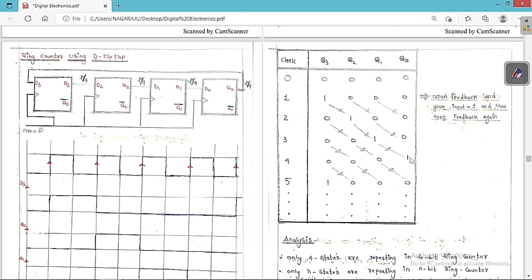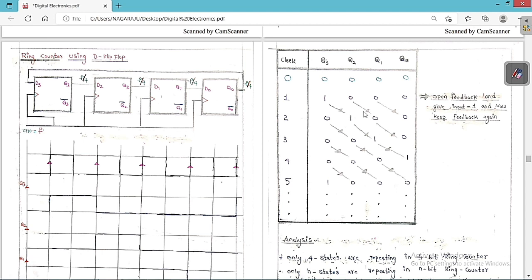For the next clock, this 0 comes here, this 0 comes here, this 0 comes here, and this 1 comes to this position. And in the next clock, this 1 comes here, this 0 comes here, this 0 comes here, this 0 comes here. So the same thing we got originally, the same thing we are going to get again. We are going to repeat this process.